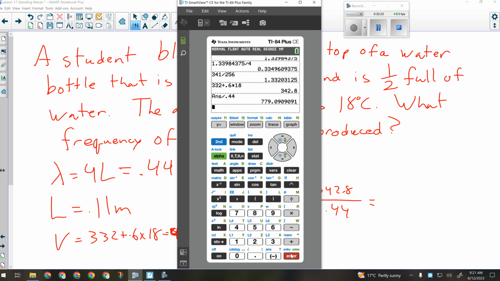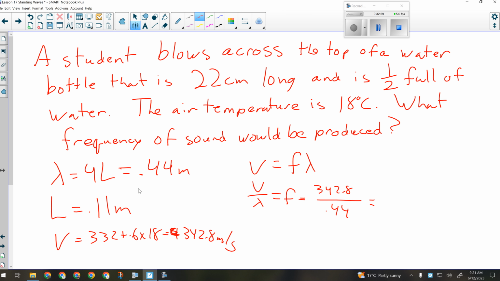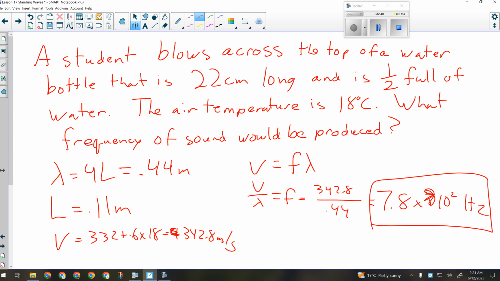Okay, so our frequency is going to be, we only have 2 significant digits here, so 7.8 times 10 to the 2, 10 to the 2 hertz. Okay, now, part B of this question. What's the next frequency this water bottle could produce?